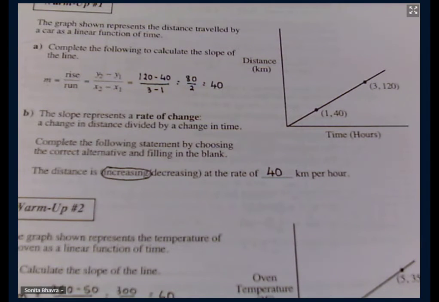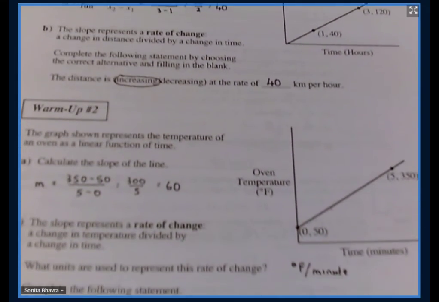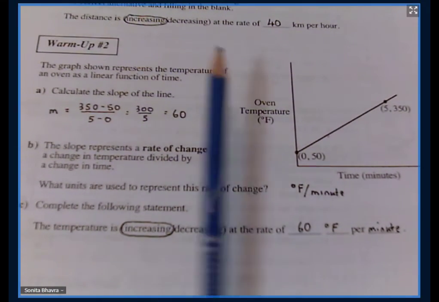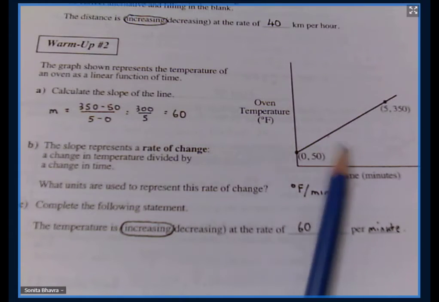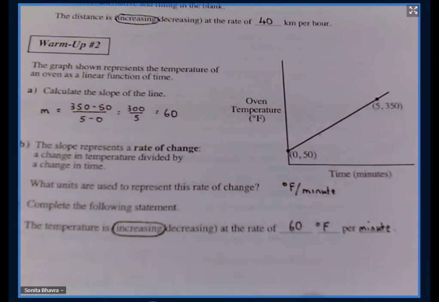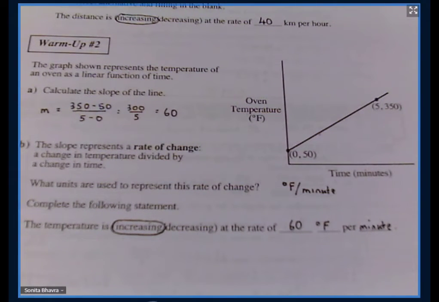Okay, let's take a look at the next example. Here we have oven temperature in degrees Fahrenheit as our y-axis, and our time is in minutes. And this graph is representing the temperature of an oven as a linear function of time.